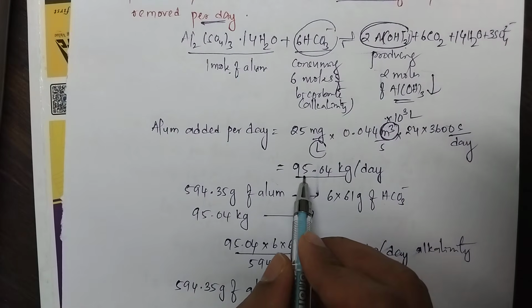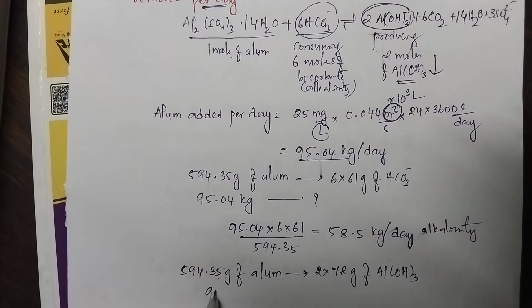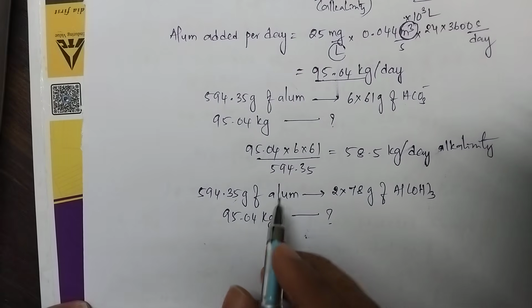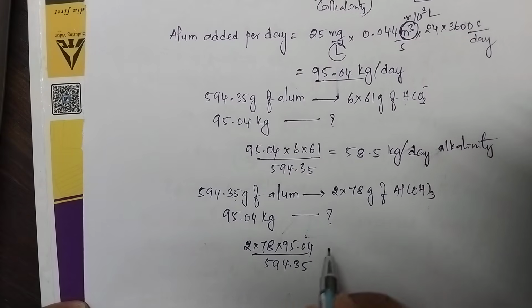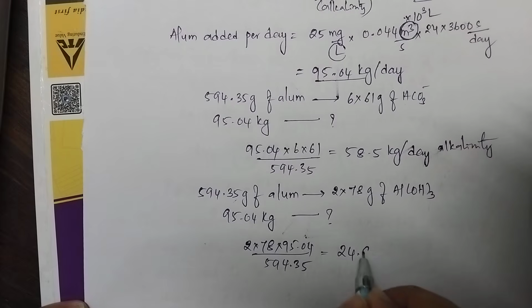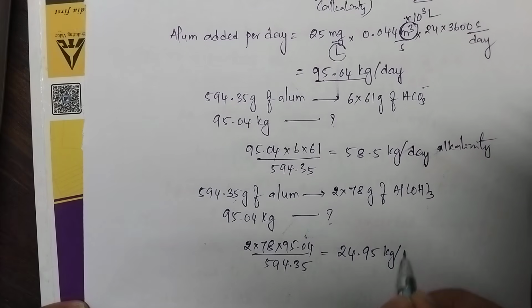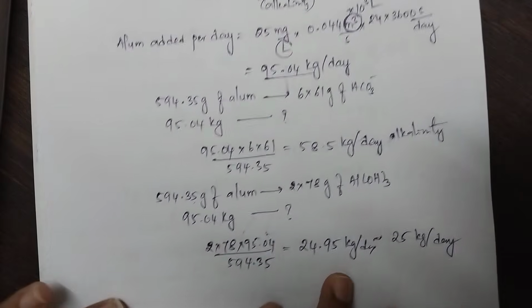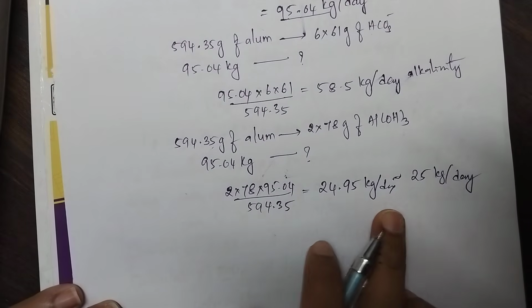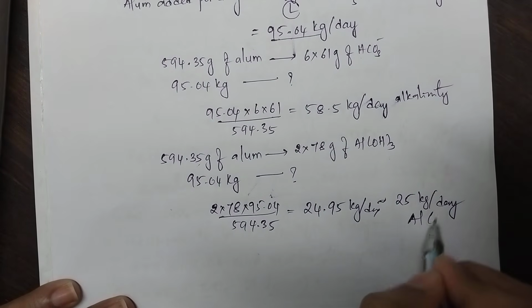Now we want how much alum we added in a day? 95.04. So 95.04 kg produces how much aluminum hydroxide? So this would be 2 into 78 into 95.04 divided by 594.35. So this should come around 24.95 kg per day, or roughly you can say 25 kg per day. So this is aluminum hydroxide, Al(OH)3.